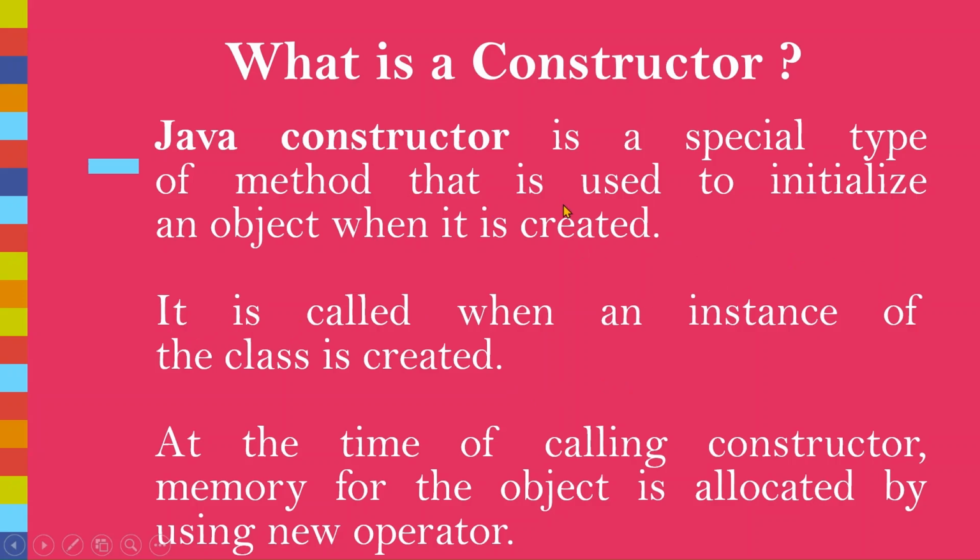Now that constructor is called at the time of creating an object. So it is called when an instance of the class is created. Instance means object. So whenever you are creating an object of a class, the constructor is getting called. At the time of calling the constructor, memory for the object is allocated by using the new operator. So whenever you are creating an object, we are calling the constructor, and at the same time the memory is allocated for the object.